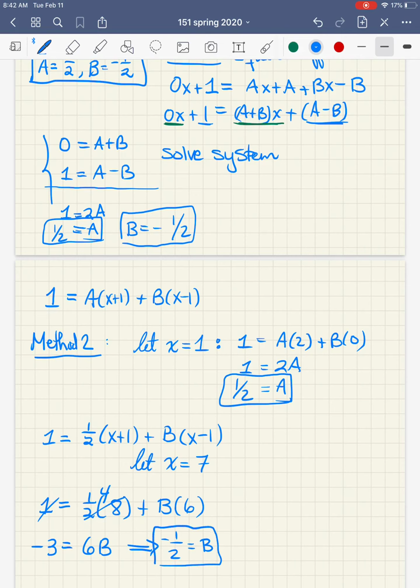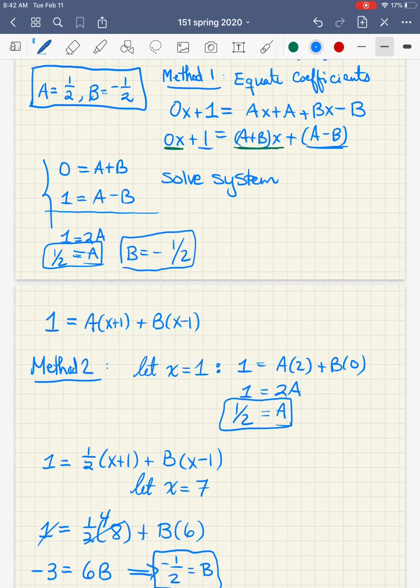Okay. So we got the same answers, and this method will work. You can just try any values of x you want. I find this method a little bit more confusing for students because it's maybe not clear why we can let x be different things. So that's why I did method 1 first, where we solve that system by equating coefficients. That's really the way I'd recommend solving it. But in any case, we're almost done.